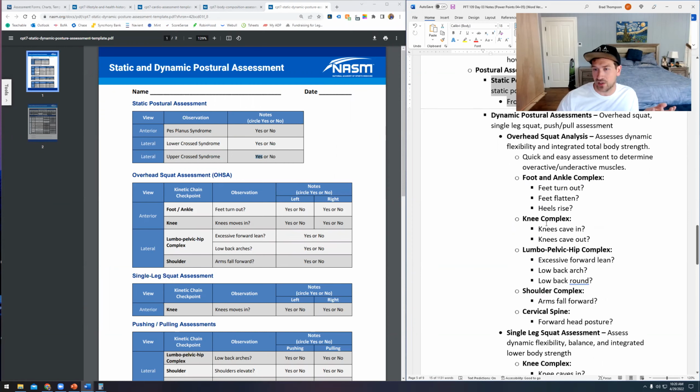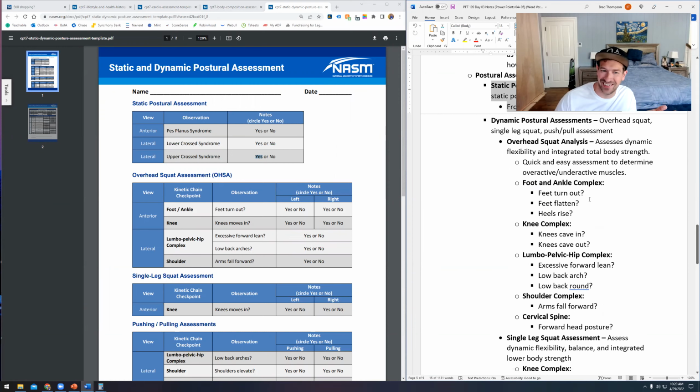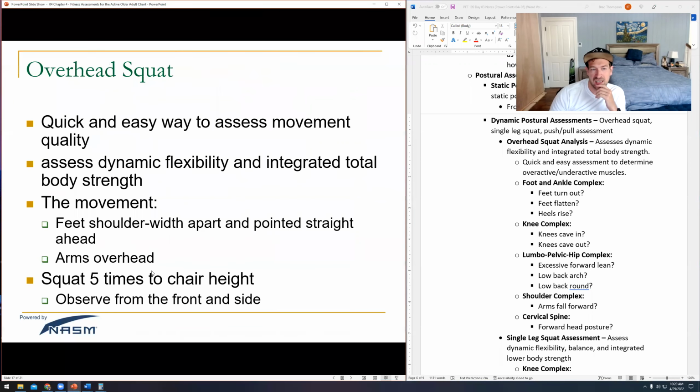Let's put them through the overhead squat, right? And in fact, let's put them through the overhead squat anyways. So the overhead squat, we're going to take a look from the anterior view and from the lateral view, and we're going to look at those 5 key kinetic chain checkpoints: foot and ankle complex, knee, lumbopelvic hip complex, shoulder, and cervical spine, right? So we're going to look at those 5 key places, and we're going to look for deviations there, right?